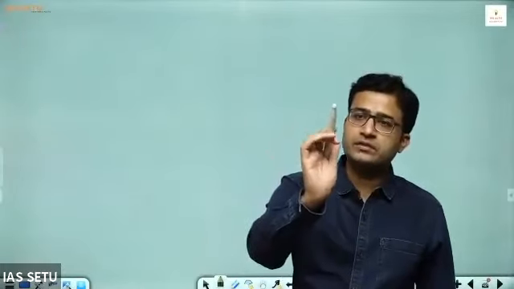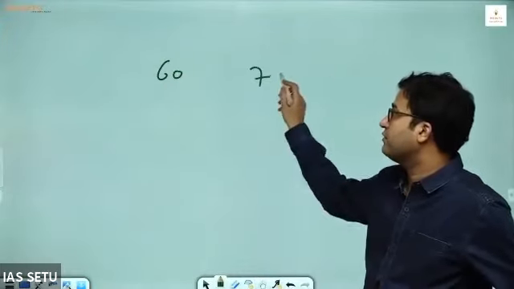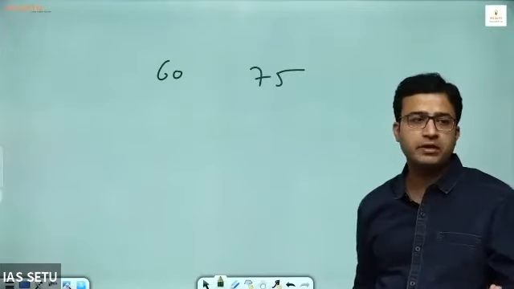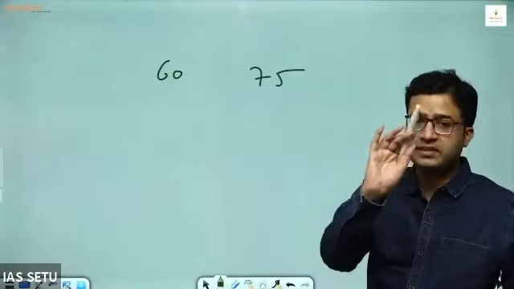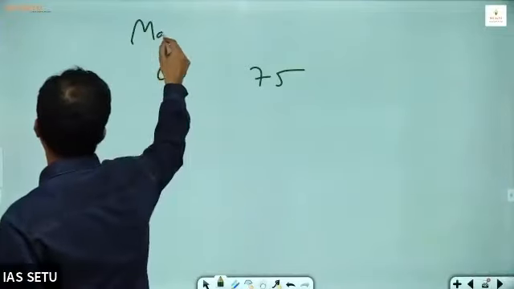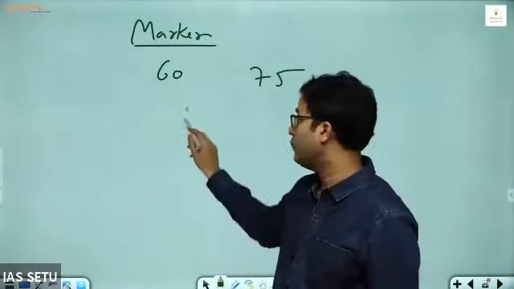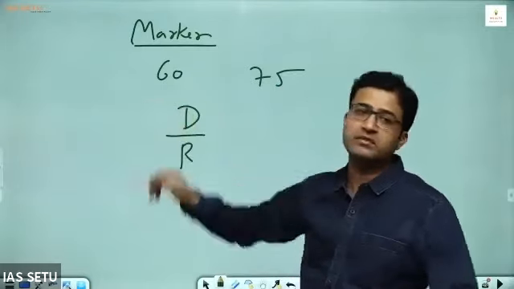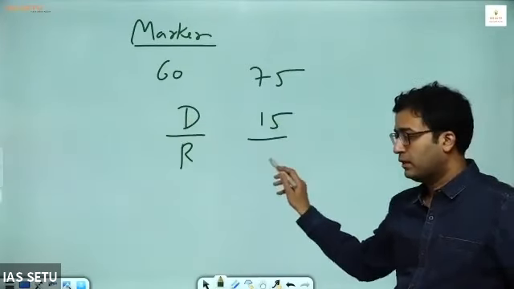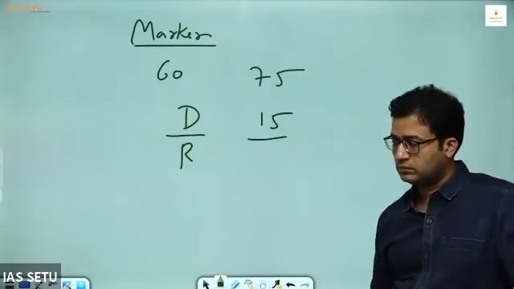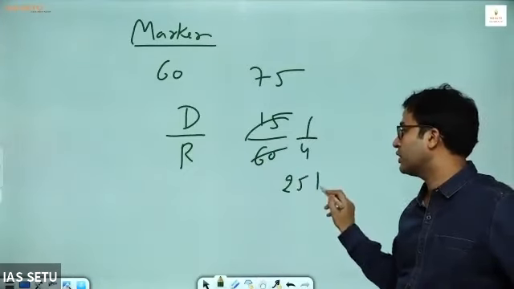Yesterday, the price of this marker was rupees 60. Today, it is 75. So it can be 1 day also. Yesterday 60, today 75. How much percentage increase is there in the marker price? Difference upon reference. This previous value is the reference. There is an increase of 15 rupees over 60, 15 over 60, 1 by 4. So it is 25%.